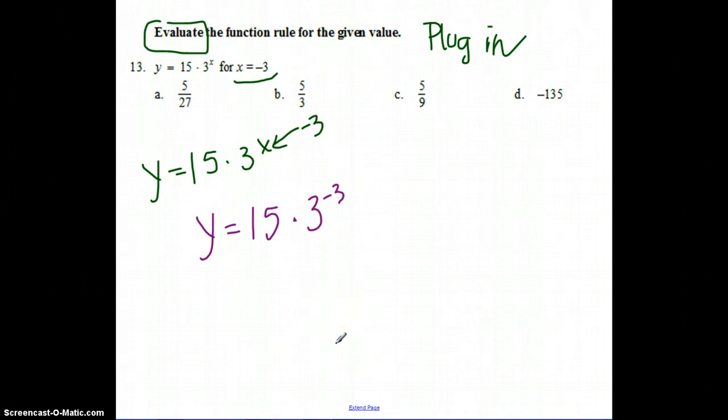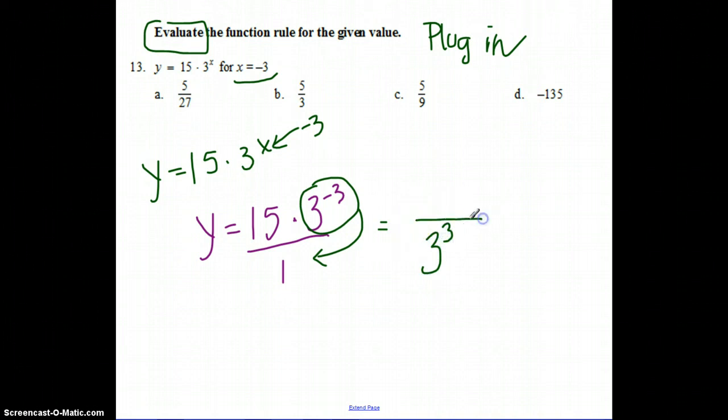Now, as soon as I see that negative exponent, I'm going to put it over 1. And the thing that's unhappy where it's at really is this thing right here. That really wants to go to the bottom. So when it goes to the bottom, the exponent becomes a positive 3. And the 15 is going to stay where it is. It absolutely stays put. No negative exponent with that. And then this 3 to the third on the bottom is going to become 27.